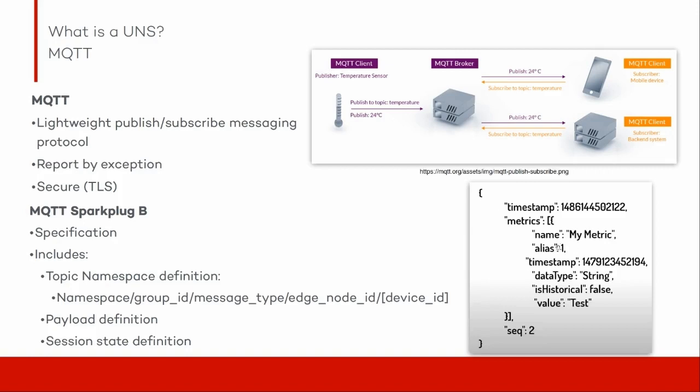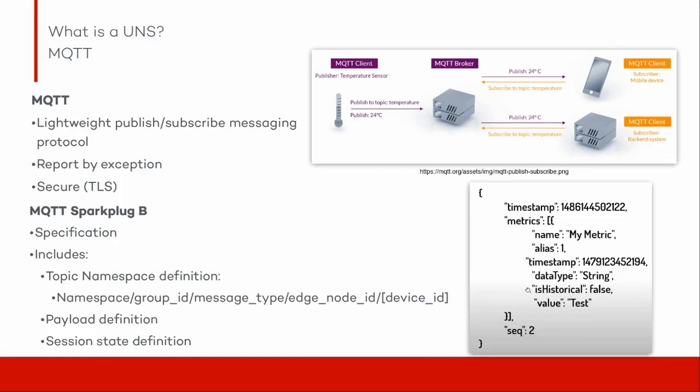We have the name of the metric, and then we have an alias for that metric, and that means that in subsequent messages, instead of referring to it by name, we can just give it this number, and then the broker will know which topic we're actually writing to. Then we have the timestamp of when this value was recorded. Then we have the data type, in this case it's string. We have the historical flag, in this case it's false, and then we have the actual value.